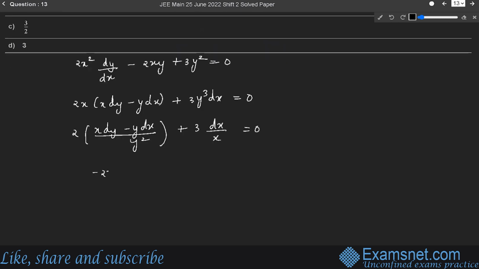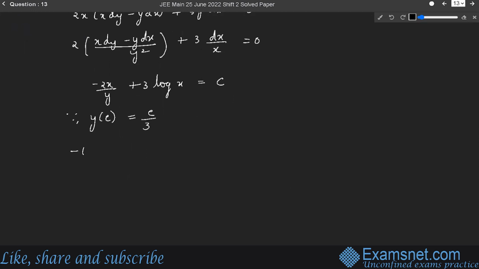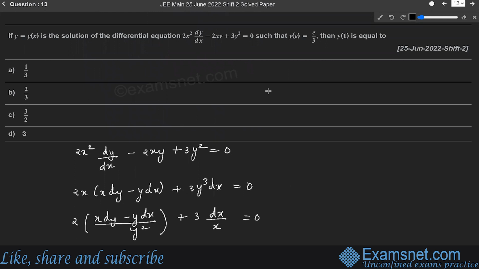So it will be minus 2x divided by y plus 3 log x is equal to c. Since we know that y of e is equal to e upon 3, it is already given in the question. Therefore, minus 6 plus 3 will be equal to c. So c will be equal to minus 3. Now, at x is equal to 1, minus 2 by y plus 0 will be equal to minus 3. So y will be equal to 2 by 3. Hence, we can say that y of 1 will be equal to 2 by 3. So the correct option here is option number B.